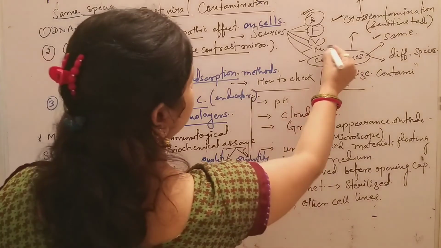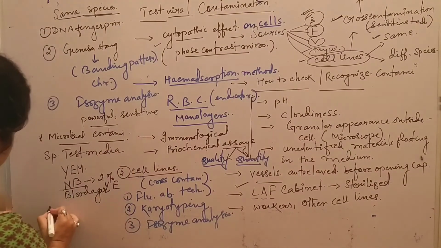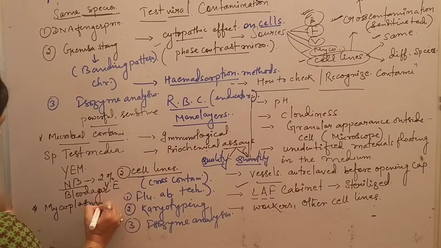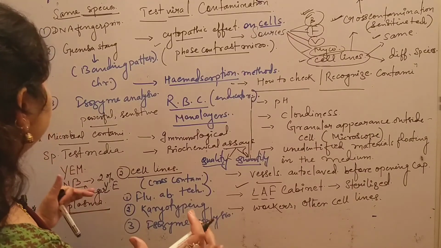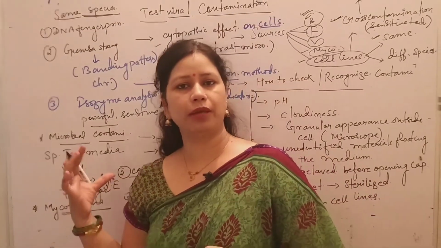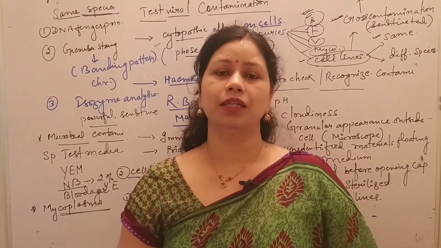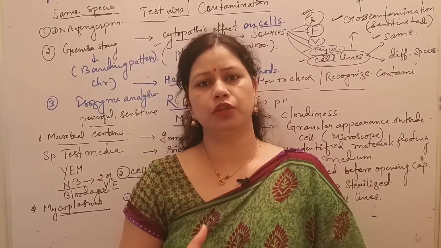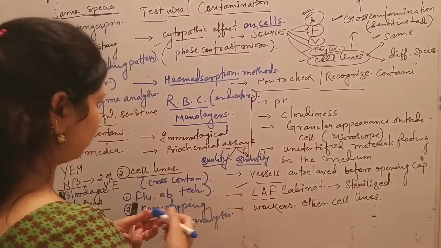Now, about mycoplasma contamination, how can we detect the contamination caused by mycoplasma? It is very difficult to detect. There is one technique known as the fluorescent DNA technique which can be used, and it should be used routinely, every 3 months, to check whether there is mycoplasma contamination or not.